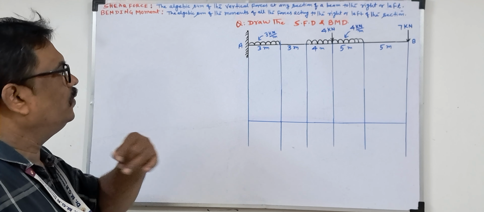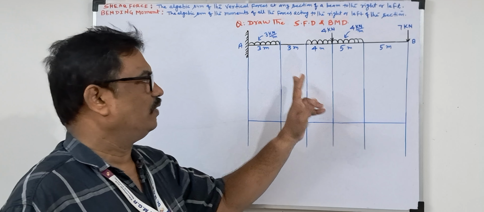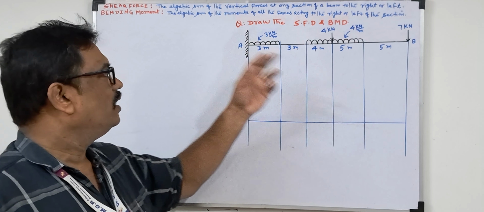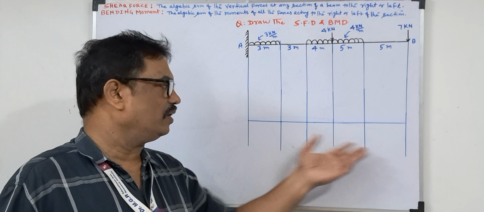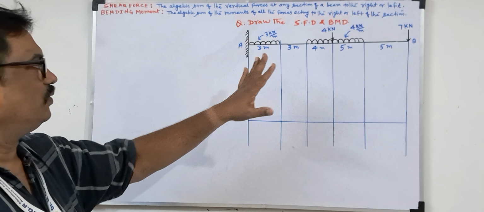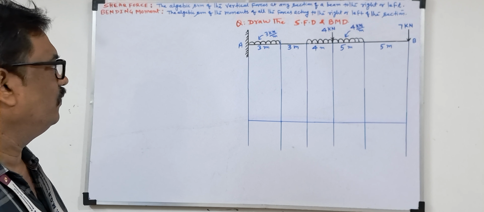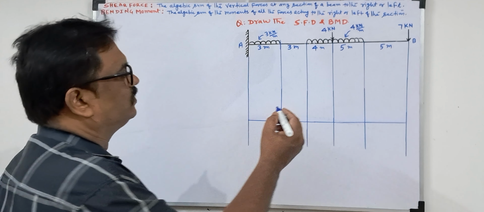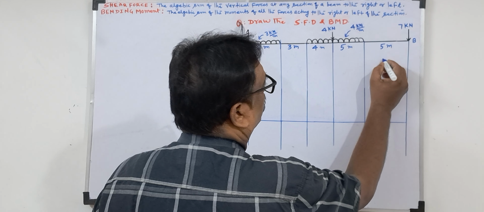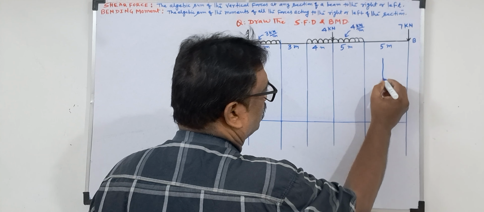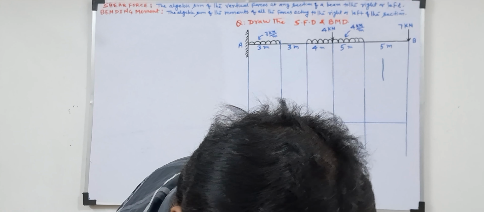First we'll find the shear force calculation, then we'll draw the shear force diagram, then we'll go to the bending moment calculation and draw the bending moment diagram. For that there is a rule: sign conventions we have to obey. So for the sign conventions for the shear force, see here, I am taking this is the section.